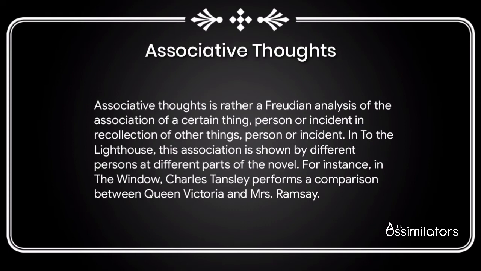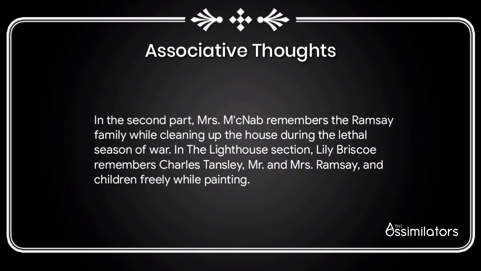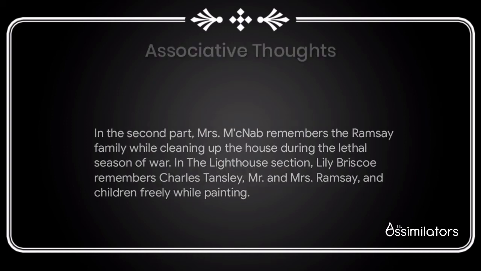Associative thoughts. Associative thoughts is rather a Freudian analysis of the association of a certain thing, person, or incident in recollection of other things, persons, or incidents. In To the Lighthouse, this association is shown by different persons at different parts of the novel. For instance, in The Window, Charles Tansley performs a comparison between Queen Victoria and Mrs. Ramsay. In the second part, Mrs. McNab remembers the Ramsay family while cleaning up the house during the lethal season of war. In The Lighthouse section, Lily Briscoe remembers Charles Tansley, Mr. and Mrs. Ramsay, and the children freely while painting.